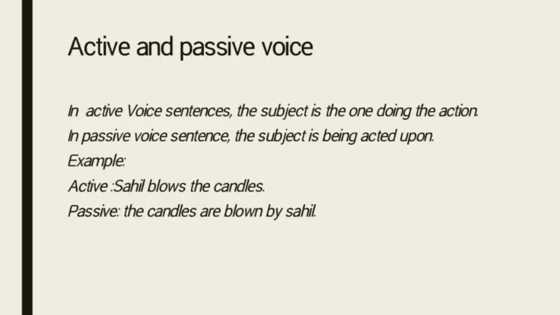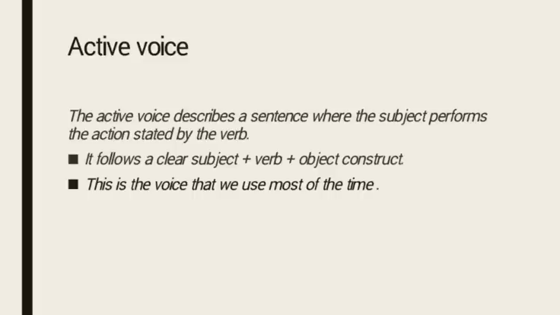Active and passive voice. In active voice sentences, the subject is the one doing the action. In passive voice sentences, the subject is being acted upon. For example, active: Sahil blows the candle. Passive: The candle is blown by Sahil. When the subject of the sentence performs the verb's action, we say that the sentence is in the active voice. Sentences in the active voice have a strong, direct and clear tone. In active voice, the subject performs the action and the object is the one on whom the action is performed. So active voice follows the subject, verb and object construct, and this is the voice that we use most of the time.